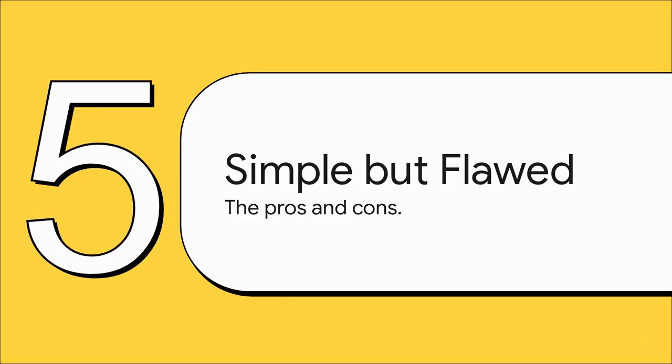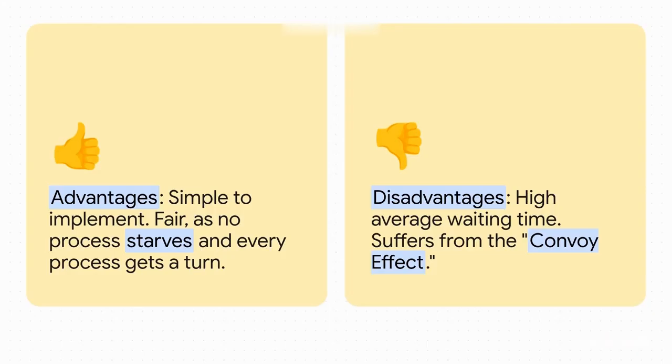So let's step back and look at the big picture. We've seen that FCFS is incredibly straightforward, but as we're about to find out, that simplicity comes with a pretty significant cost. On the one hand, you really can't beat its simplicity. It's easy to understand, easy to code, and it's fair in the sense that every process that shows up is guaranteed to eventually run. But, and this is a huge but, the average wait time can get awful. And it's all because of one notorious problem, the Convoy Effect.